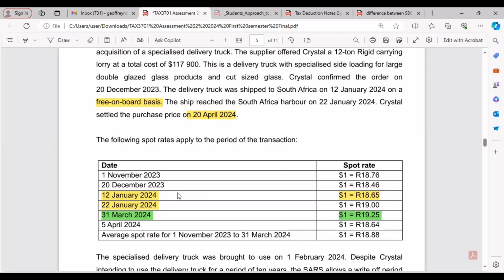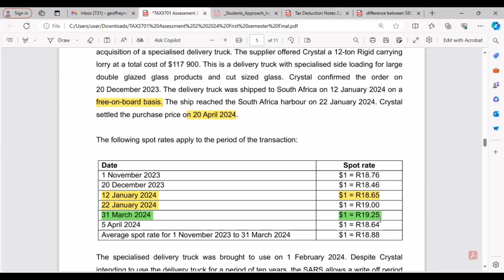If you haven't paid by year end, we then compare the rates between FOB date and year end. Then you are saying to yourself, okay, because I didn't pay at the FOB date, if I had paid this amount by year end, at what rate would I have paid? You would have paid at $1 is to 19 rand 25 cents. That means you would have had to change more rands to the equivalent of $1. So it becomes expensive. So that's what you call foreign exchange loss.